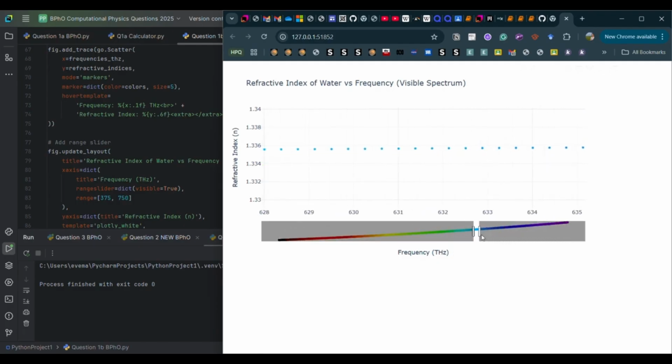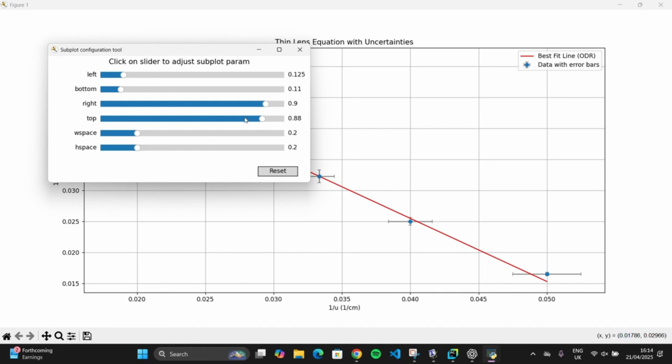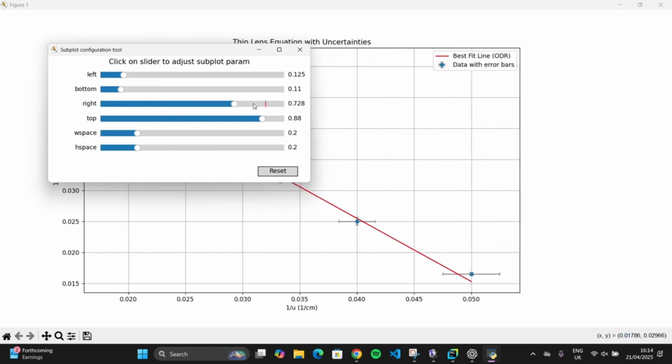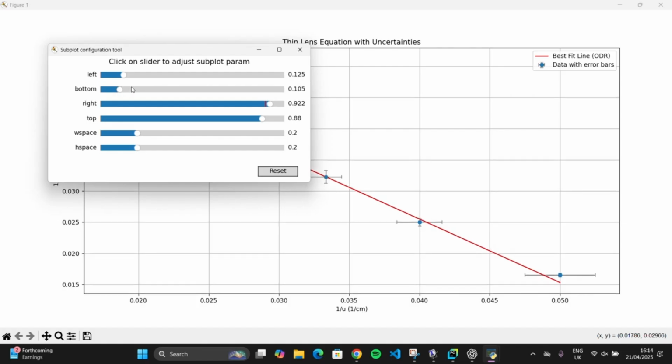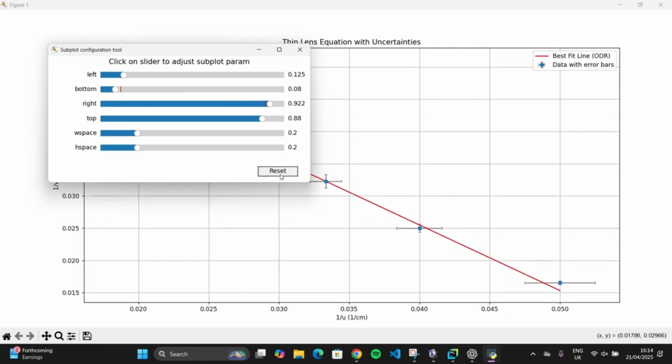For task 2, I used the data provided and plugged it into the thin lens equation, which was rearranged into a linear form to allow me to get the y-intercept. I also assessed the uncertainty using ODR, and the results were a focal length of 15.11 plus or minus 0.